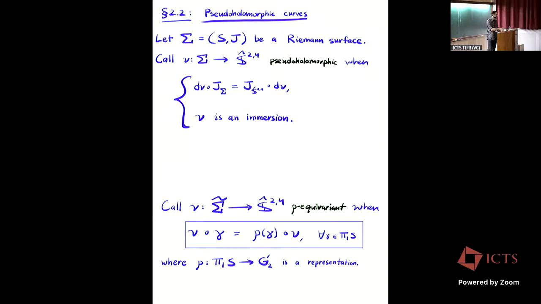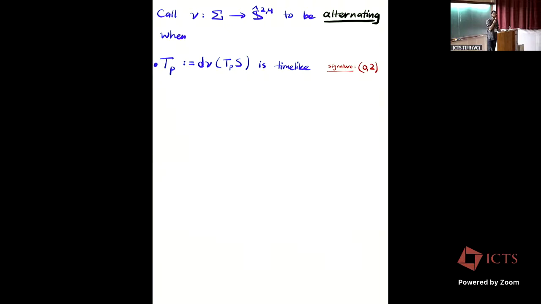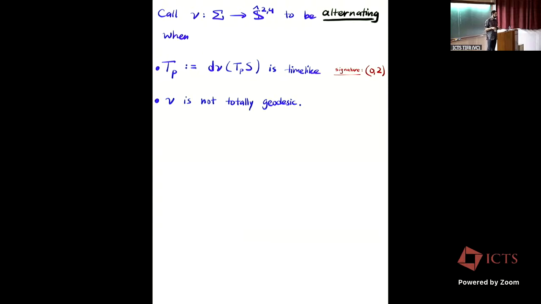Okay, so there are different flavors of these pseudoholomorphic curves precisely because the pseudo-Riemannian metric has mixed signature. So you could have a priori a space-like one or a time-like one, and we'll be interested in a specific kind of these curves called alternating, which means it satisfies the following conditions. So recall that we demanded the curve was immersed. So we'll demand that the tangent space is time-like, so signature 0-2 plane everywhere. We demand that the curve is not totally geodesic because there's no differential geometry if it is.